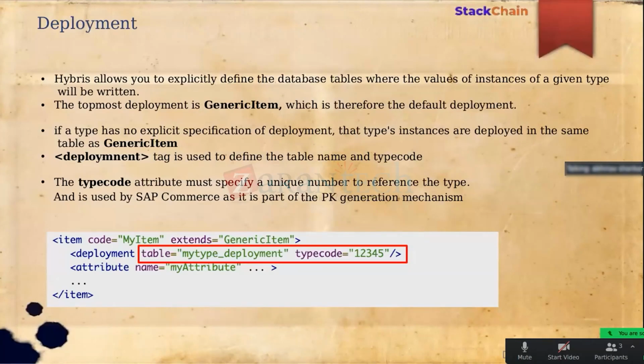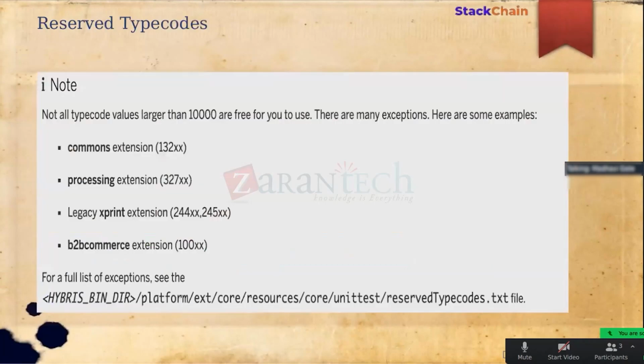So once you define the item types, you can give the table name there with the type code, 123. After that, we can define our attribute names, first name, last name, like this. This is what I was talking about: the 10,000s are integer values, so within that we have to give that deployment table code number.